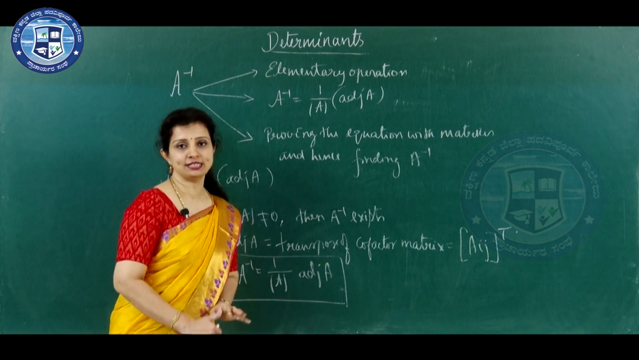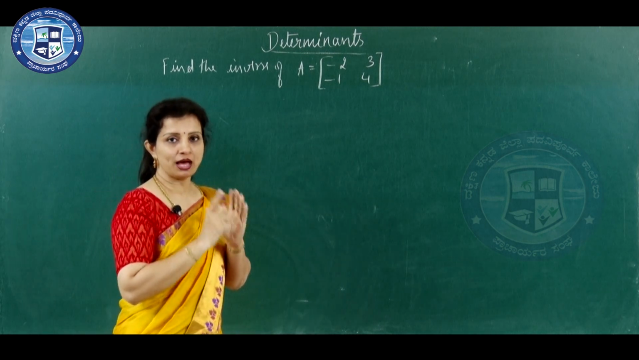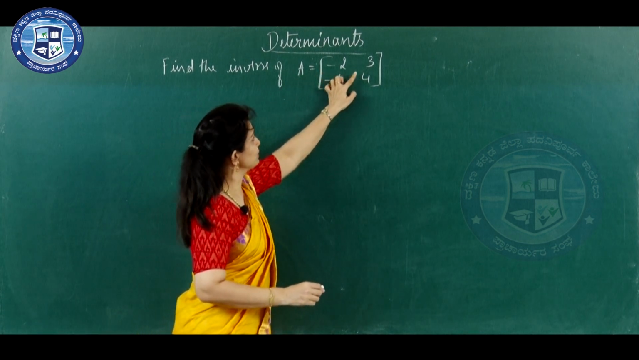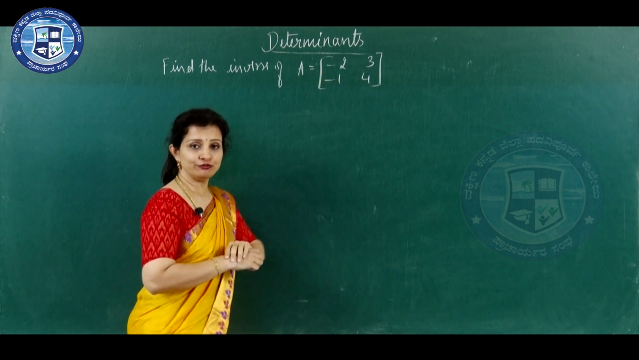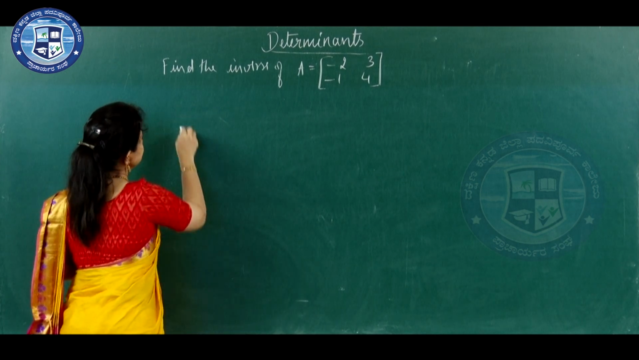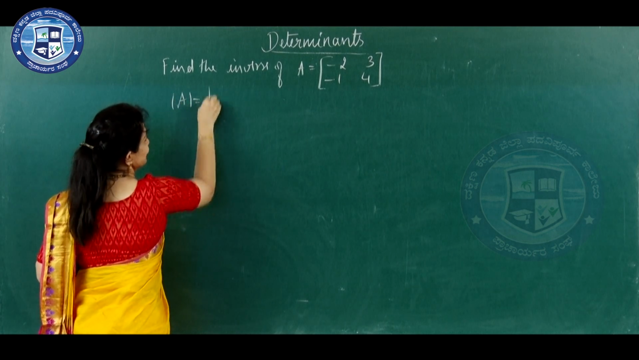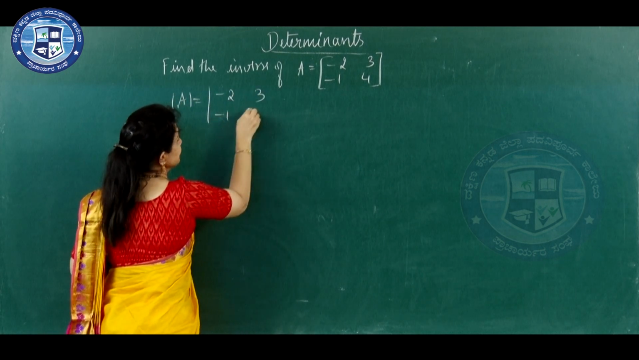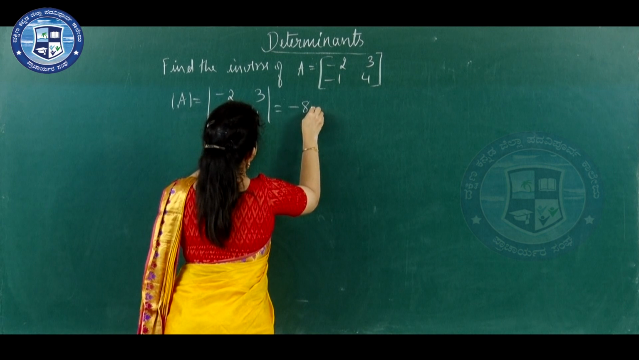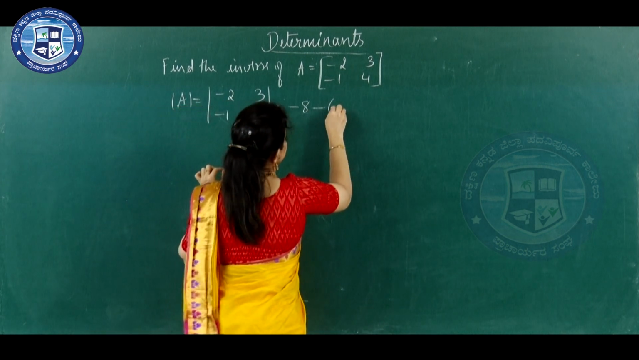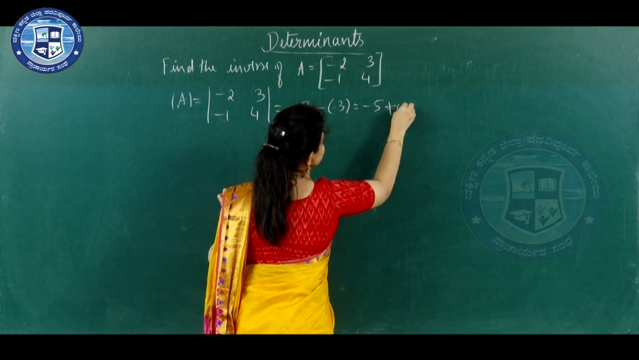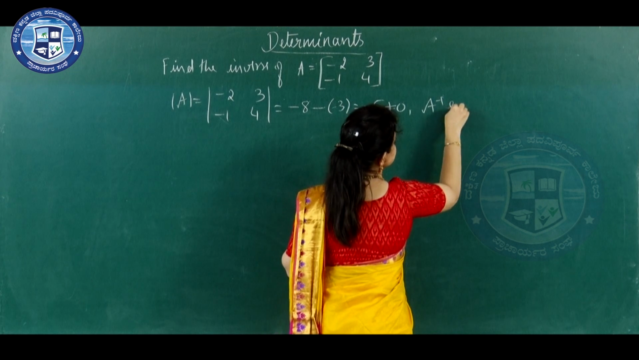Finding the inverse of a square matrix of order 2: as all of you know, A equals [-2, 3; -1, 4]. If it is given like this, how do we find A inverse? First, find out determinant A. Determinant A is the determinant of -2, 3, -1, 4. When you cross multiply, the value is -8 minus of -3. So it is minus 8 plus 3, which is minus 5, which is not equal to 0. Therefore, A inverse exists.